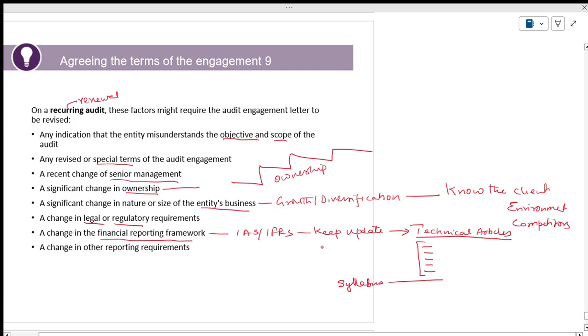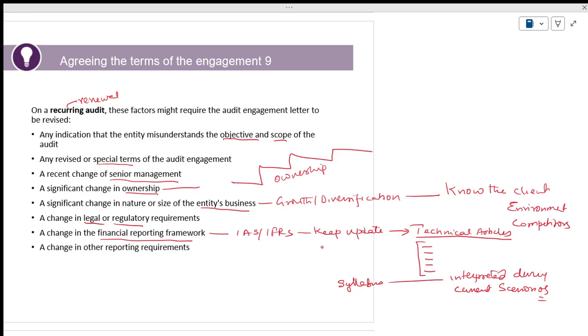But how it has been interpreted in current scenarios. Students will ask about technical articles, and people will not read them at all. But examiners will say very clearly, review technical articles; they will give you some edge, some additional advantage, that's all.